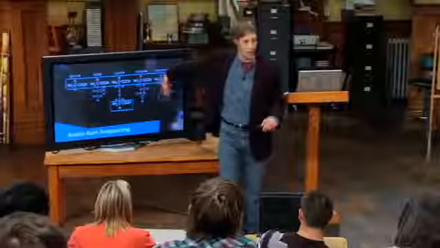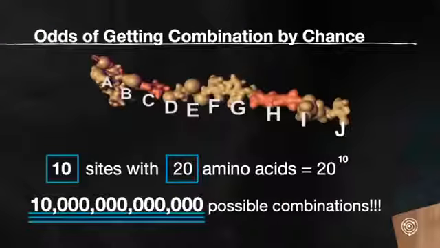So there's a vast number of possibilities. You've got a 1 in 20 times 1 in 20 times 1 in 20 times 1 in 20, going out however many sites you have for amino acids. So in a chain of amino acids that's just 10 sites long, you're already to 20 to the 10 possible combinations. That's 10 trillion possibilities.